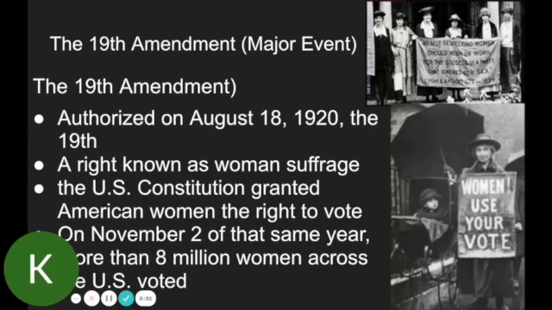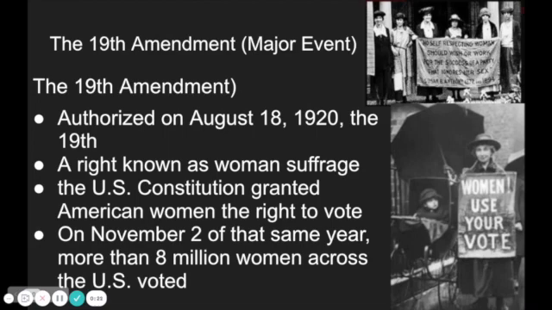The 19th Amendment was huge when it came to a major event in the 1920s. It's recognized as being on August 18th of 1920. The 19th Amendment to the U.S. Constitution granted American women the right to vote, a right known as women's suffrage. On November 2nd of the same year, more than 8 million women across the U.S. voted in elections for the first time. It took over 60 years for the remaining 12 states to complete the 19th Amendment.